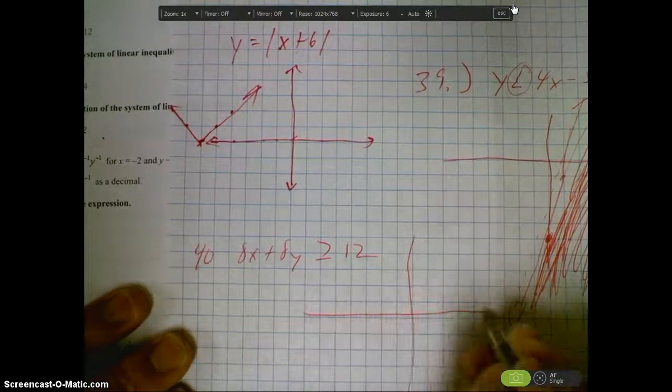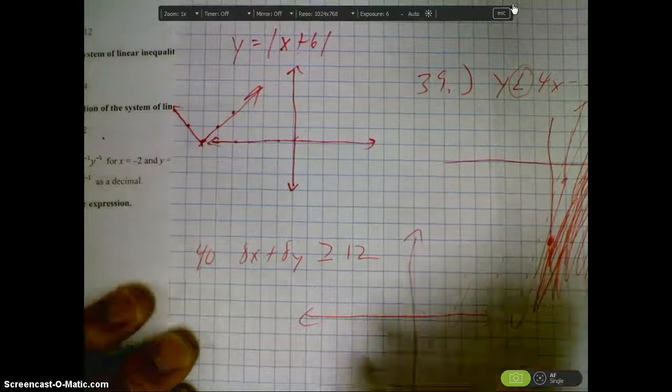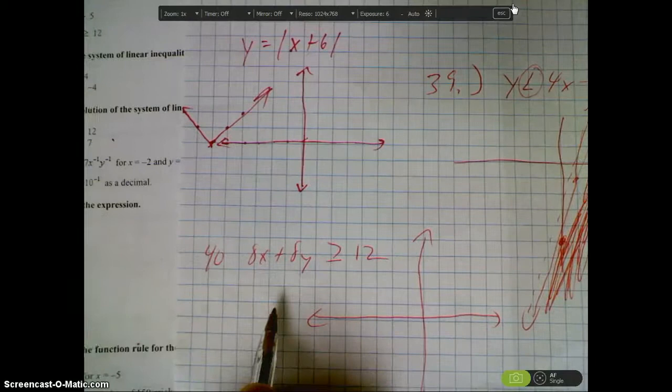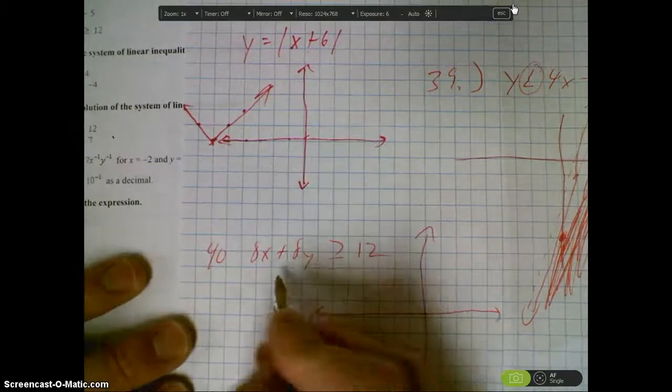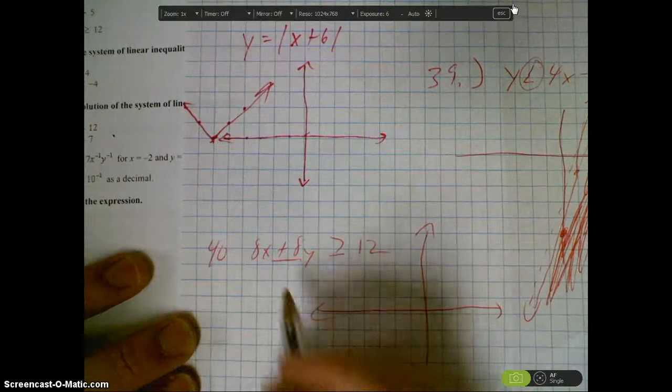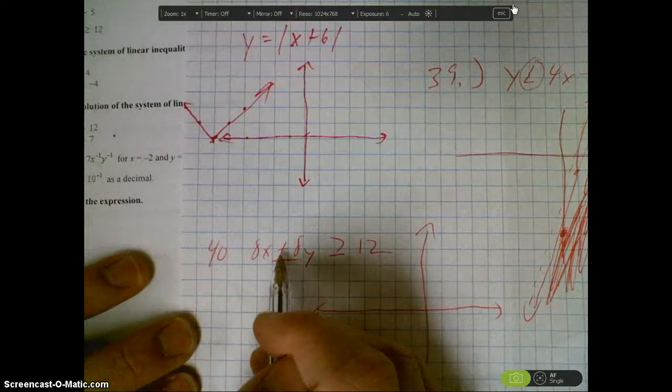A couple ways you can do it. You can solve this equation for y. We can use the x and y intercepts, which I'm going to do. And when you use x and y intercepts for these inequalities, you've got to be really careful about the sign of the y value.